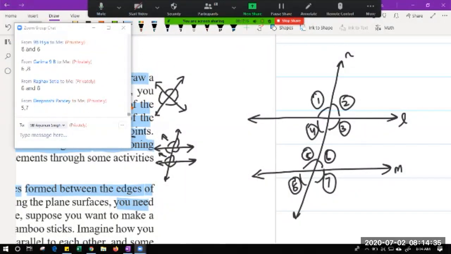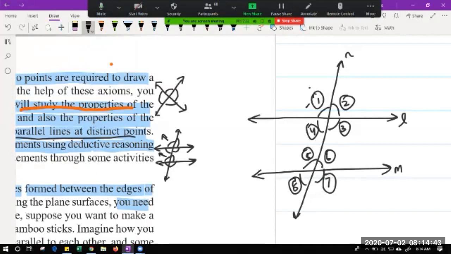Prisha, 6 and 8. Okay, so almost you all know vertically opposite angles are formed when two lines intersect each other. So in this case, angle 1 and 3 are vertically opposite angles. Similarly, 2 and 4 are vertically opposite angles. 6 and 8 are vertically opposite angles, and 5 and 7 are vertically opposite angles. Now I'm going to ask the third thing that we have studied in the last class, that is alternate interior angles. Please help me find the alternate interior angles.